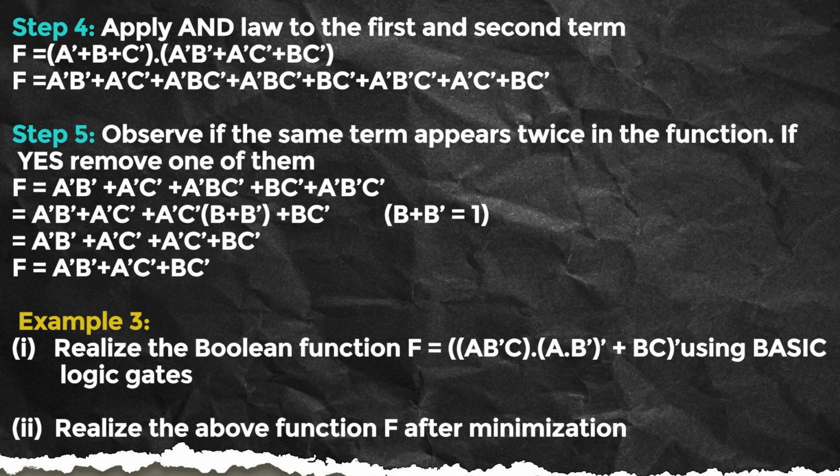Now we will come to the next example. Realize the Boolean function F is equal to bracket start, again the bracket start, A B bar C bracket close dot, again bracket A dot B bracket B bar bracket close with the whole bar, plus BC the whole bar, using basic logic gates. Realize the above function F after minimization. That means there are two parts of this question. First you implement it without any minimization and then you implement the same function after minimization.